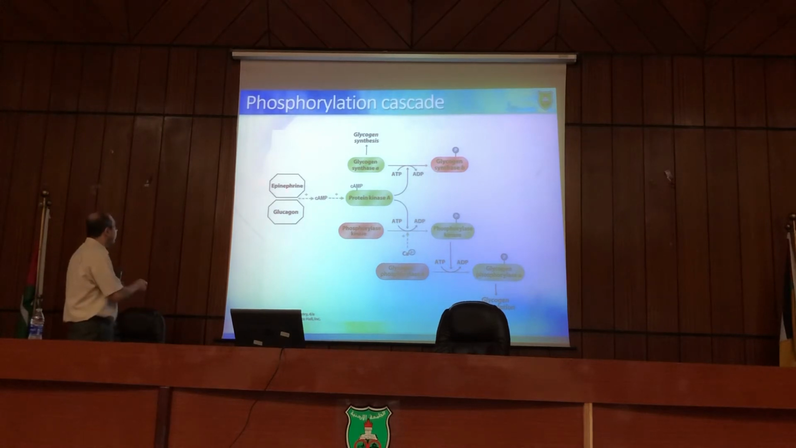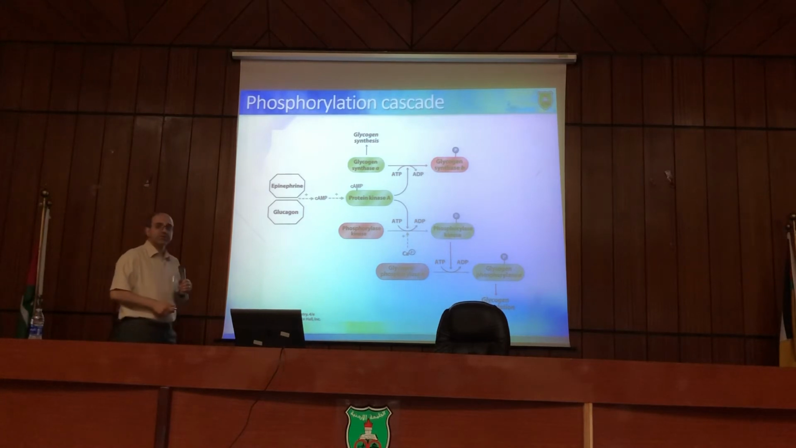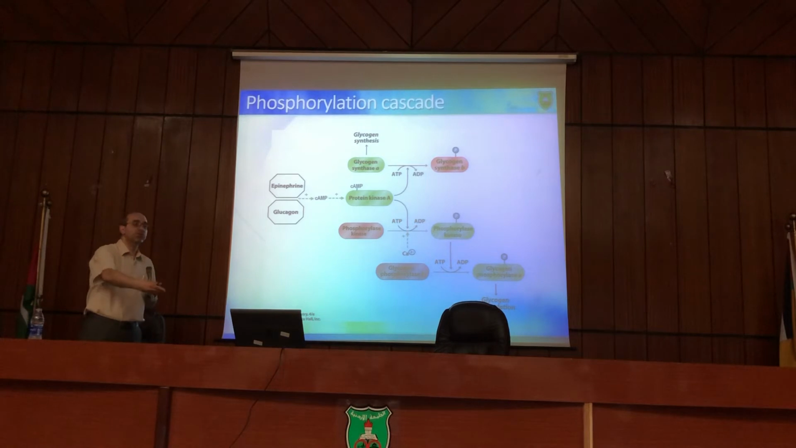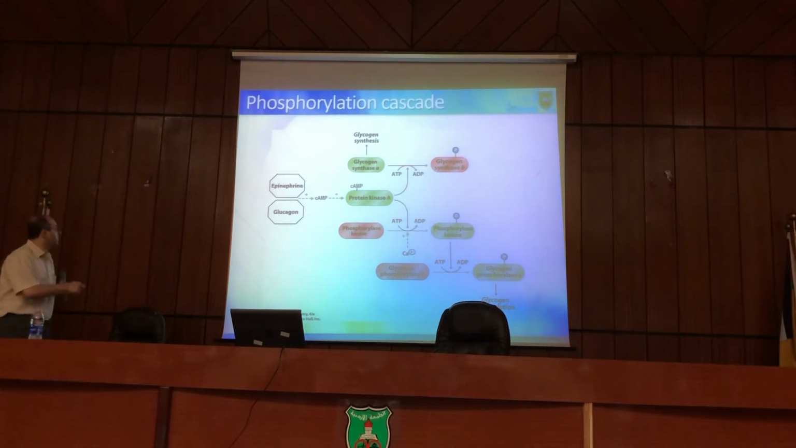Epinephrine, or adrenaline, is the hormone that acts on muscle tissues. Muscle tissues have some glycogen, and what epinephrine does is induce muscle cells to release glucose that is stored in glycogen. So what happens here is that epinephrine or glucagon binds to a receptor on the cell surface, inducing a signal, transmitting a signal. Eventually you have an increase in cyclic AMP.